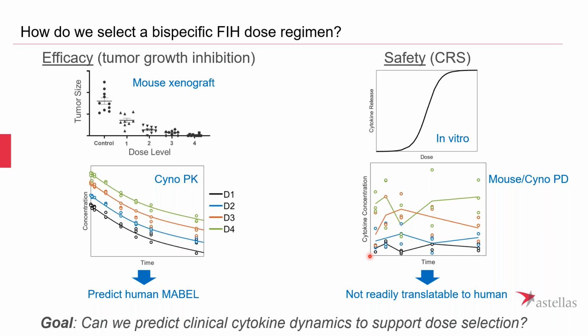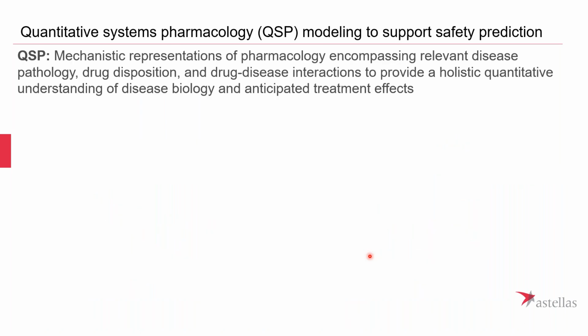And so that leads to the goal that I'll be hopefully working towards for the rest of this webinar, which is, can we predict what we expect clinical cytokine dynamics to look like before entering the clinic to help us support dose selection, particularly first-in-human dose selection for these bispecifics? To try to meet that goal, I'm going to turn to QSP, quantitative systems pharmacology.